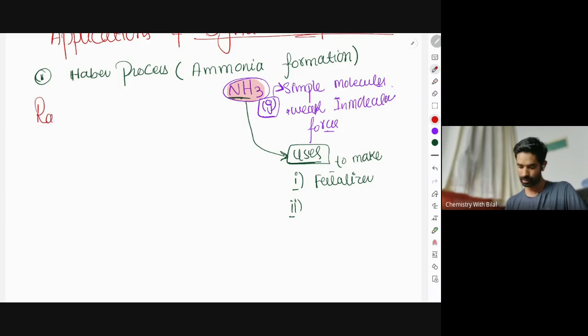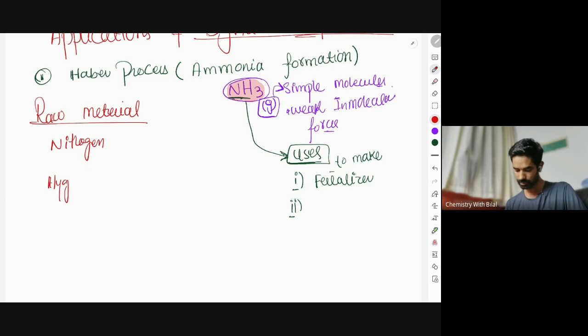First, to make ammonia, we need some elements called raw material. तो ammonia को बनाने के लिए the raw material is nitrogen and hydrogen. Nitrogen and hydrogen are the raw materials to make ammonia.